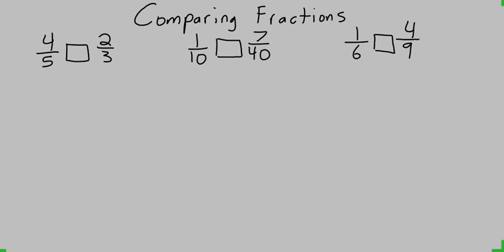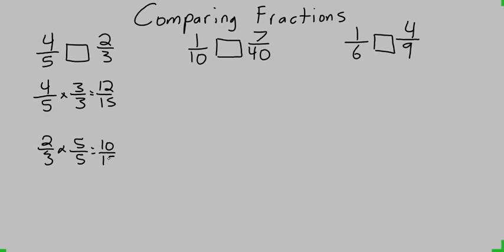All right, so first question, 4/5 compared to 2/3. Well, I can't turn a 3 into a 5. I don't see a shortcut with this one, so the lowest number that would work is 15. So I end up with 4/5, I'm going to multiply by the other denominator, which is 3, and 2/3, I'm going to multiply by the other denominator, which is 5. So I end up with 12/15 and 10/15. Well, 12/15 is greatest, so 4/5 is greater.